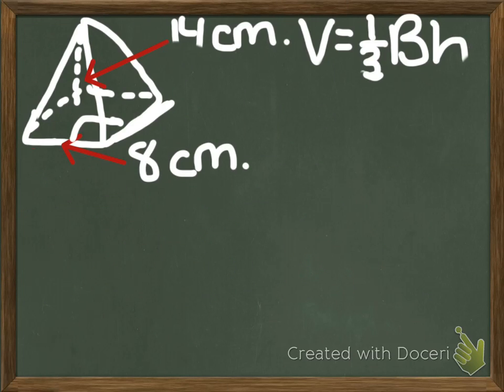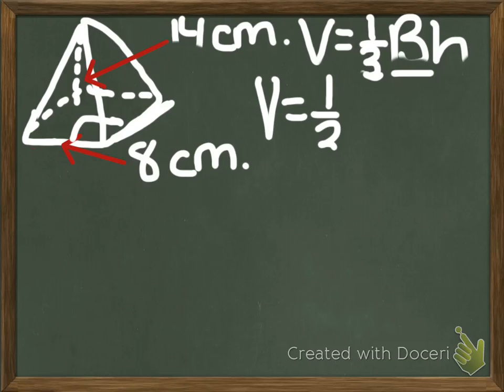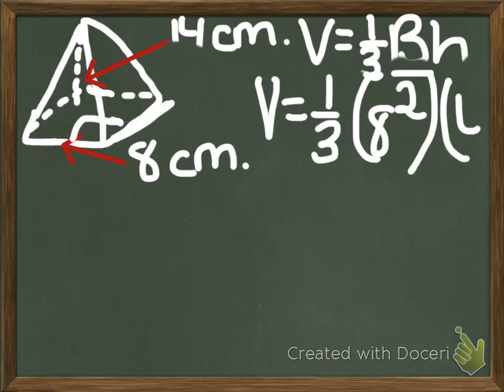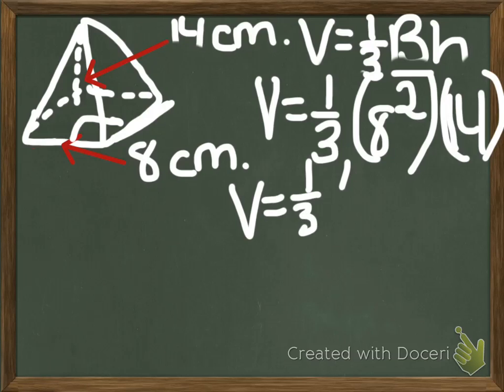Okay, so for the first example we have a square pyramid because it has a square base. And for this type of base, it's not necessarily just the 8, it's the entire area of the base. Since the square has a right angle, it's going to be the same base for the other side as well. So the volume equals 1/3 times 8 squared times the height, which is 14. So altogether, volume equals 1/3 times 64 times 14.